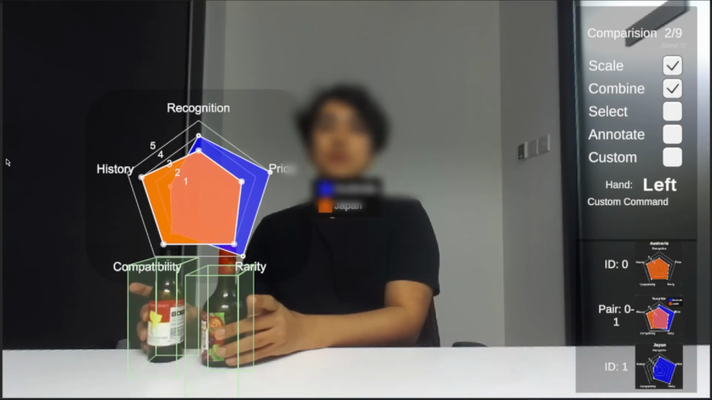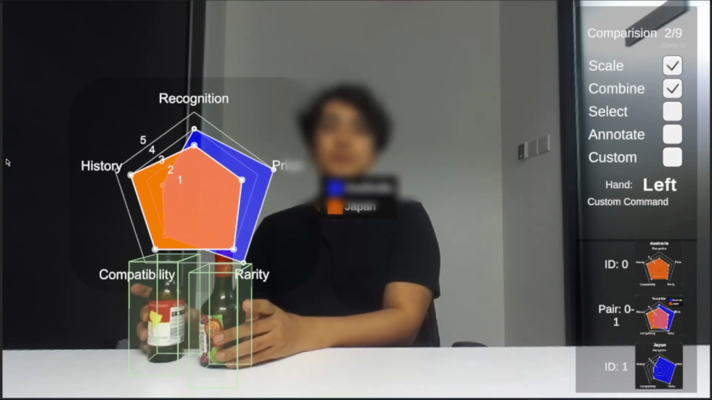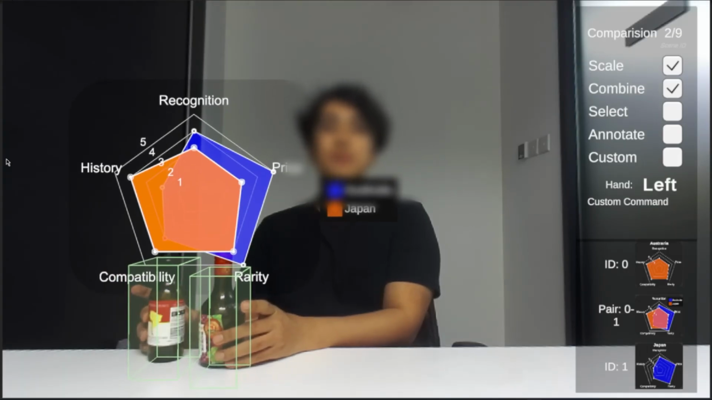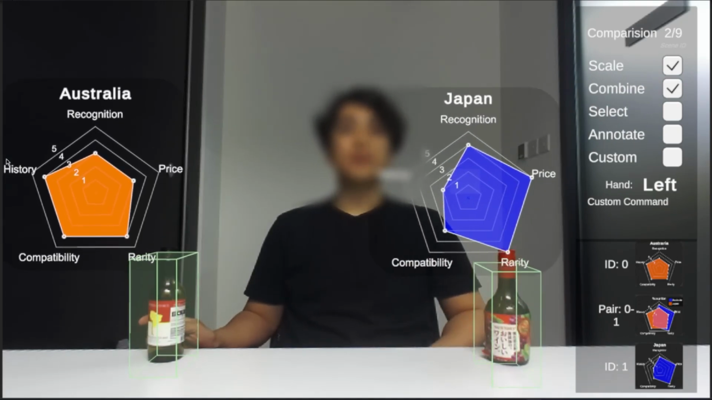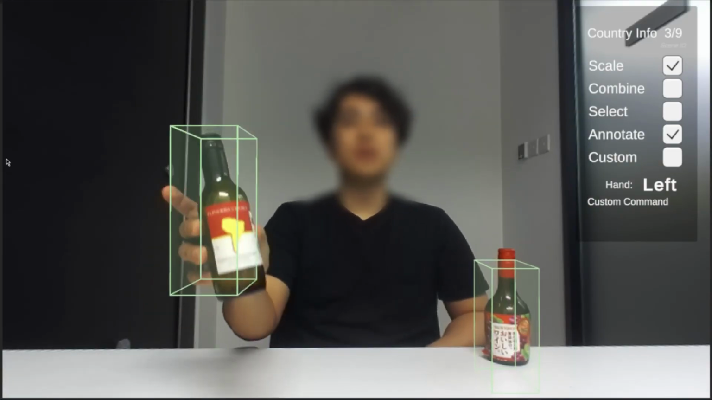Let's compare the two. As you can see, there are big differences between them in various aspects, particularly when it comes to compatibility and price. Next, let's explore the characteristics of grapes used in each country. Here's a beautiful wine label.